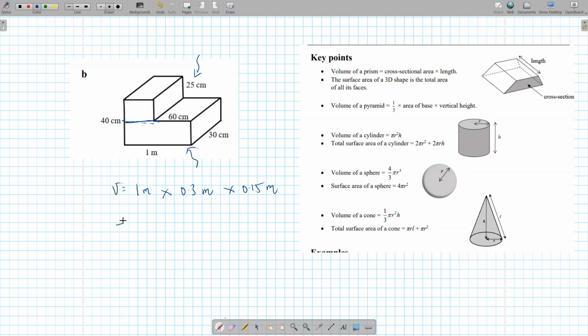What about the top part? Now we're looking at this chunk on the top. What is its volume? What do you think? What's the length? The whole thing is 1 meter. From here to here is 60. So what's that?